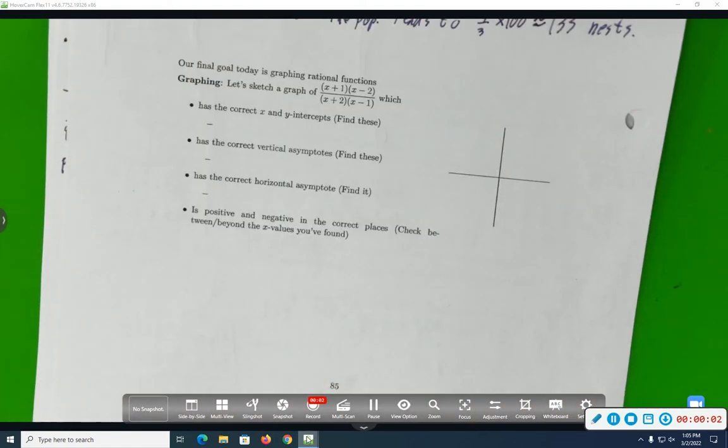So let's bring together the topics that we did so far and talk about graphing rational functions by hand. So what do we know how to find so far?